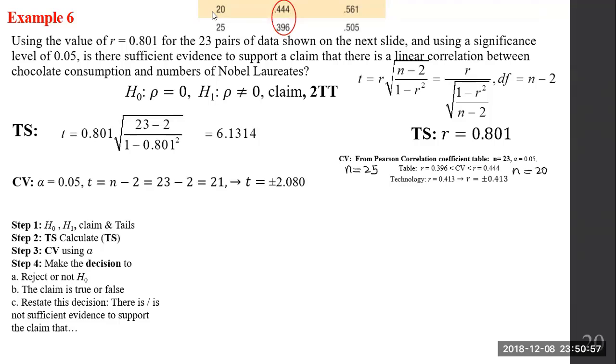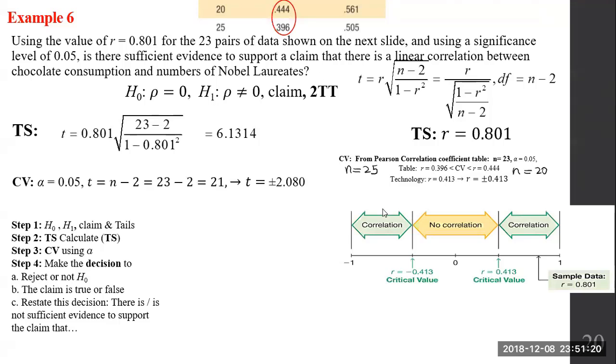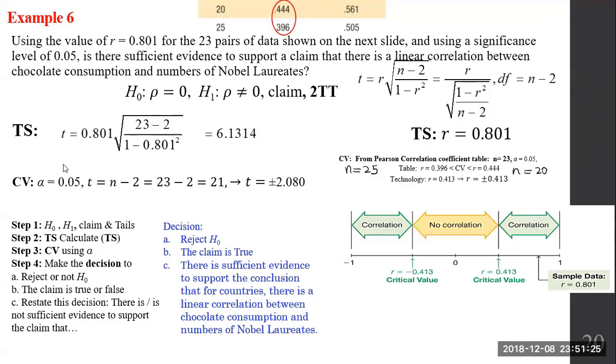So between 20 and 25, we can see when n is equal to 20, r would be equal to 0.444, and when n is equal to 25, r is equal to 0.396. So our critical value should be somewhere in between. Or if you use technology, you can get a more accurate number here. But regardless, the number would be right between these two values, and both give us the same exact conclusion that we got with the previous method.